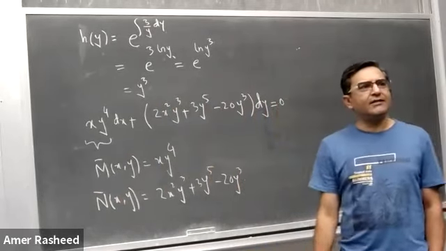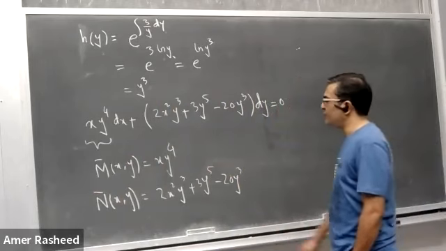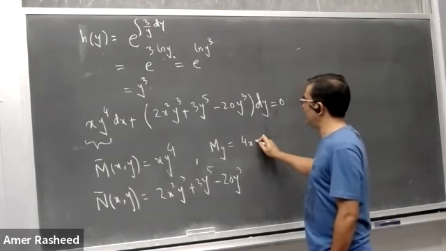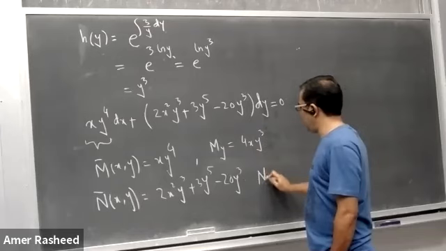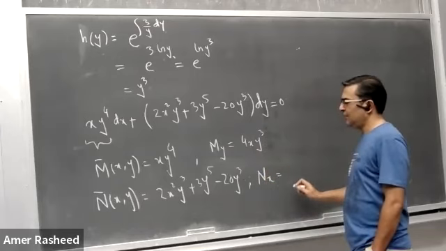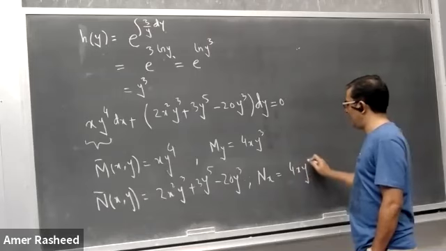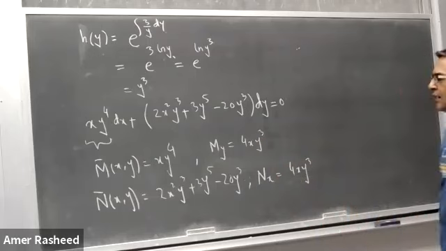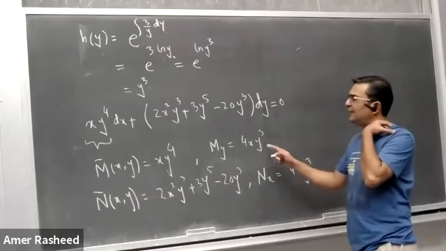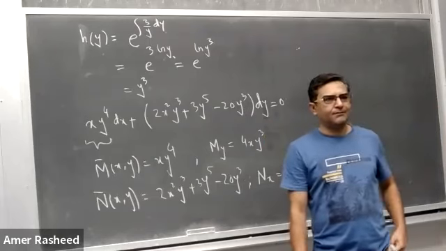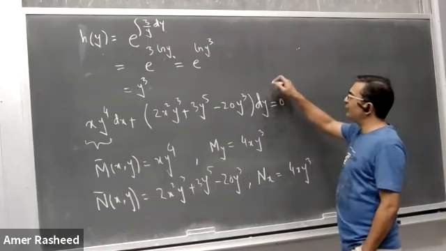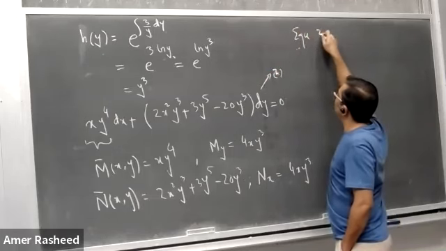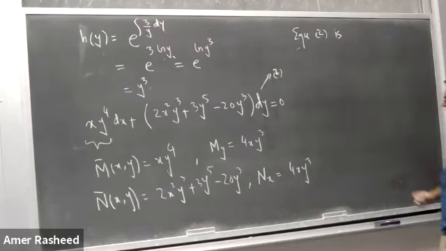Now, you can check whether this new equation is exact or not by computing M_y. M_y is 4xy^3. And N_x is what? It is 4xy^3. Again, you can see that these two things are equal. If this is equal, then we can say that the given differential equation is exact. So equation 2 is exact.